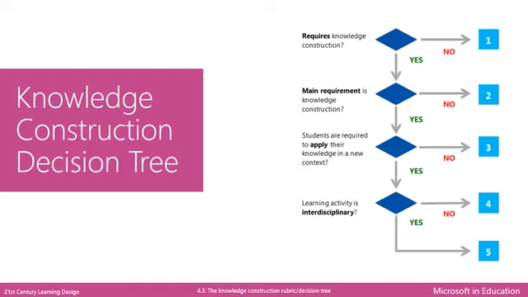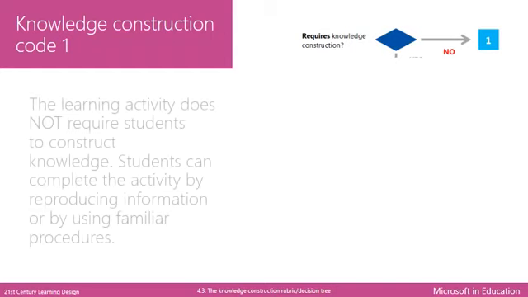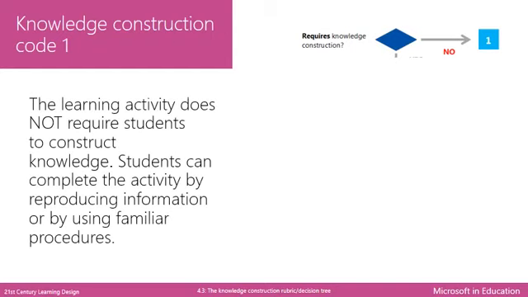This doesn't mean that the activity is of limited value and is not a value judgment. So let's look at the knowledge construction decision tree. The first question asks if the learning activity requires knowledge construction. If the answer to this question is no, then the learning activity is coded at a 1. The learning activity does not require students to construct knowledge. Students can complete the activity by reproducing information or by using familiar procedures.